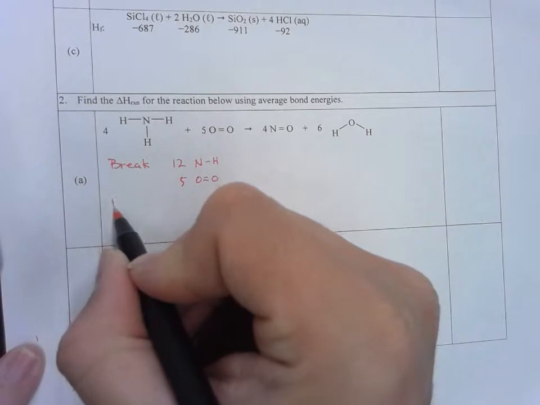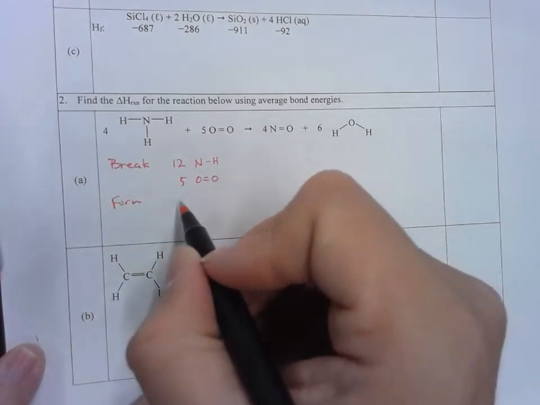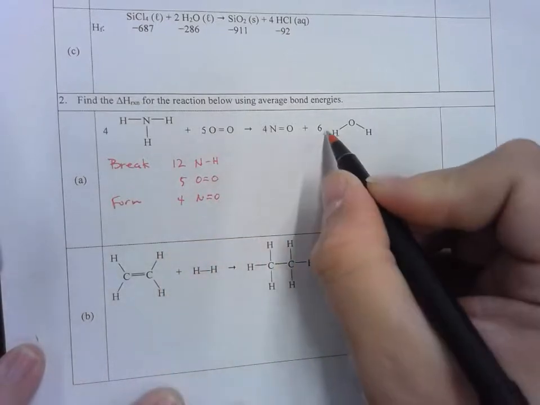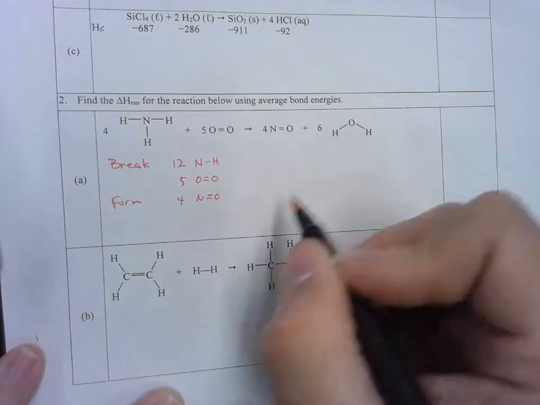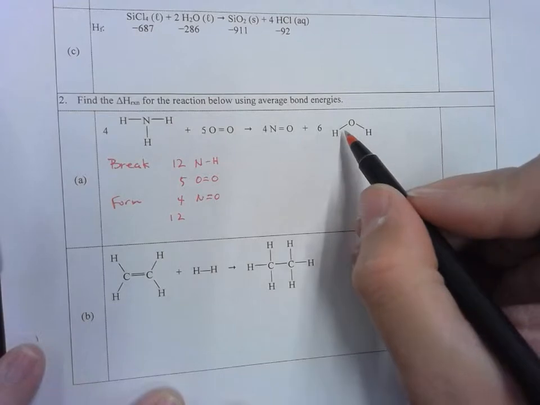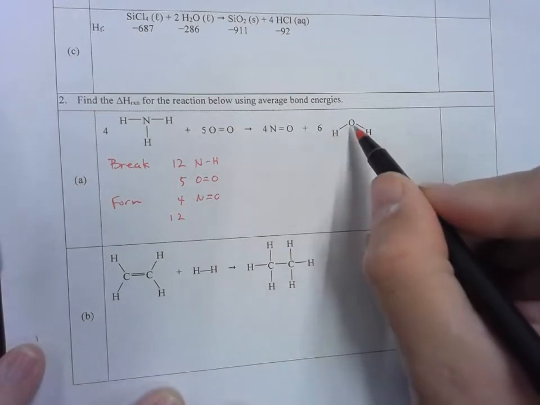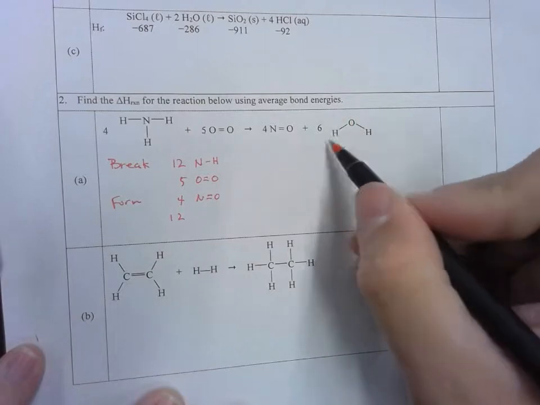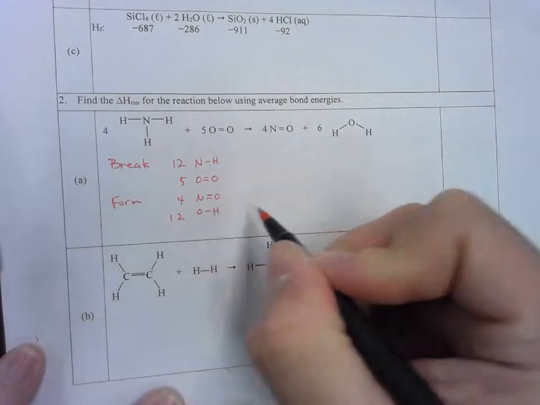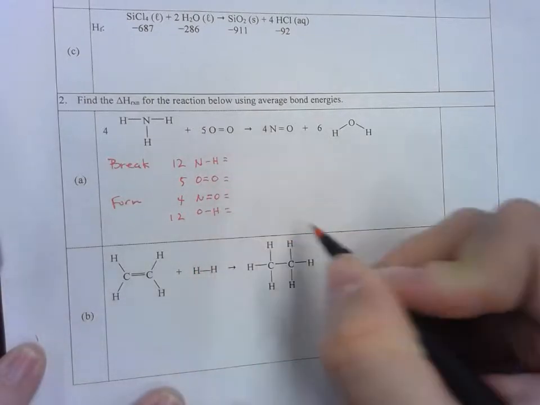And we form 4 NO double bonds and 6 times 2 OH bonds, so that's going to be 12 OH bonds. Look, here's an OH bond and there's one there, and we've got 6 times these 2, because there are 6 of these molecules. So 12 OH bonds. Now let's look at our values.